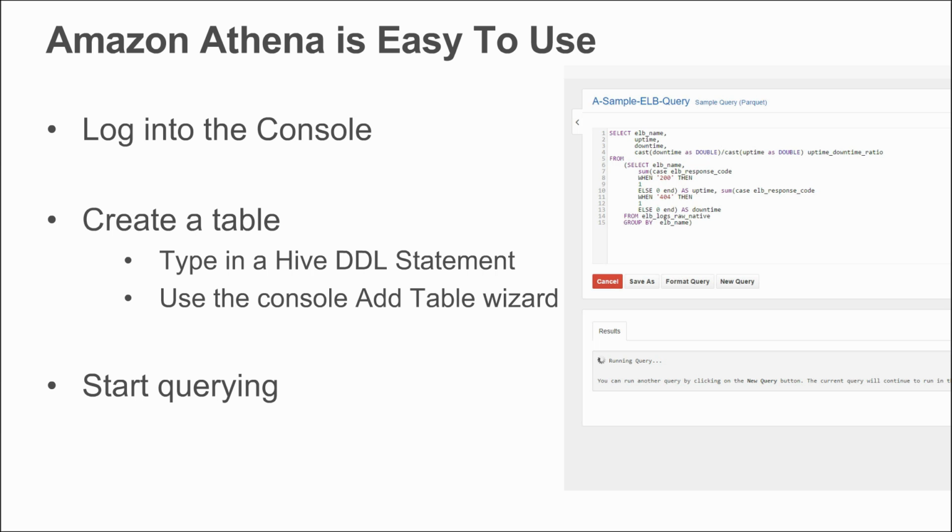Athena is really easy to use. As I said, you can log into the Athena console on your AWS Management Console. You can also talk to Athena using a JDBC driver. You start by creating a table on data that is sitting in S3. You can either use a wizard, or you can use the query console and write a complete DDL statement, and then you can just start querying data. I'll talk about this in more detail as we go forward, but essentially there are two steps to start querying data: create a table and start querying data.